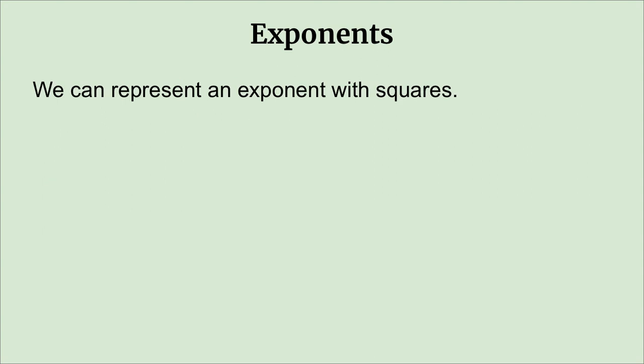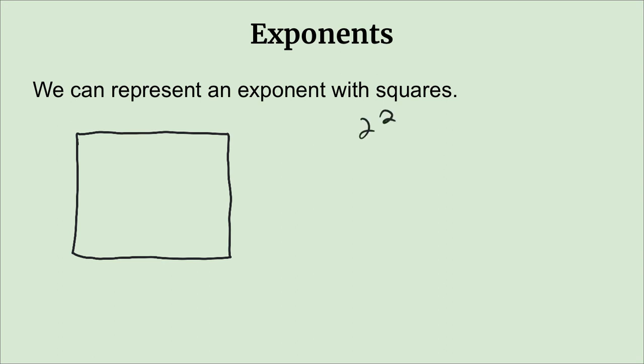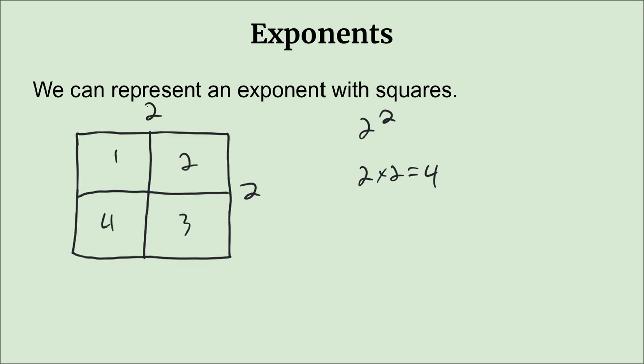We can represent an exponent with squares. So if you think about area models, an area model just helps you to figure out visually what's happening. So if we had 2 squared, we could represent that with this model here. The length is 2, the width is 2, so 2 times 2 equals 4. 1, 2, 3, 4.